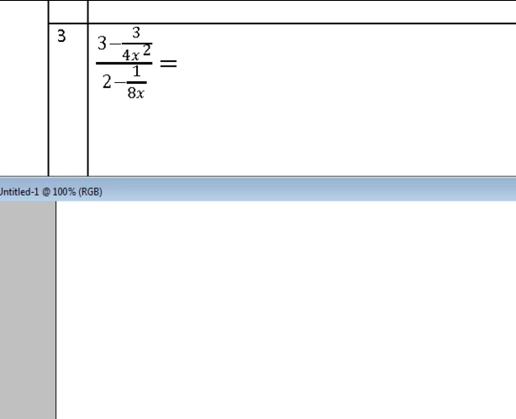Here's quiz question number 3. So hit the pause button and copy this one down.